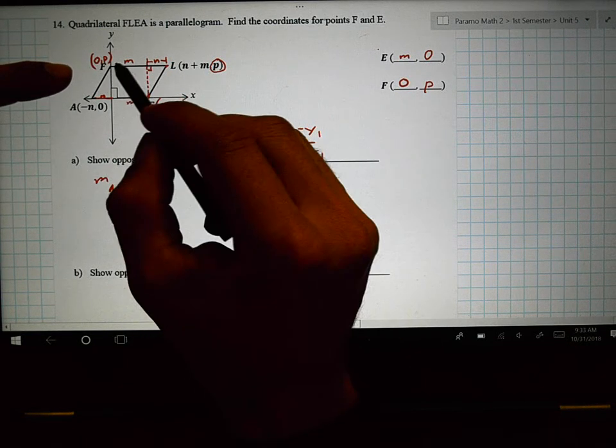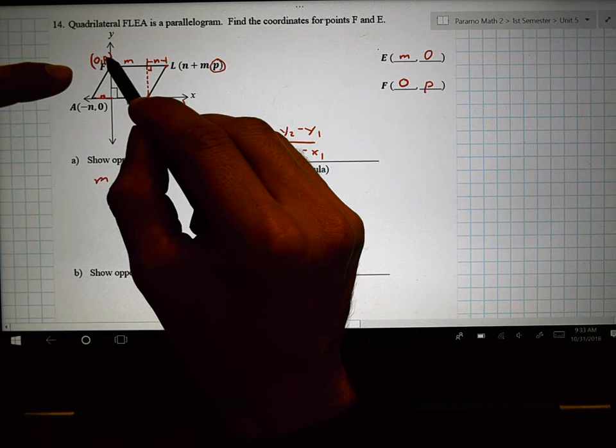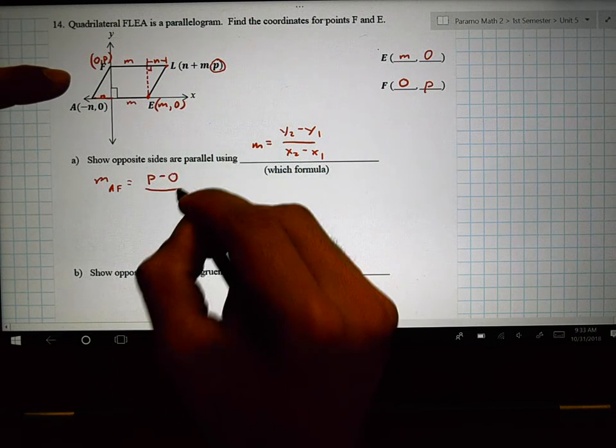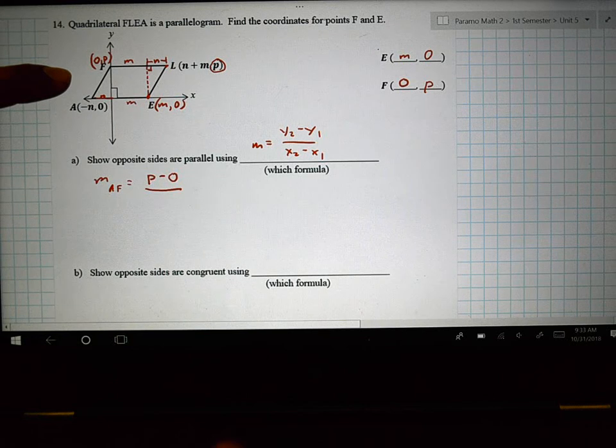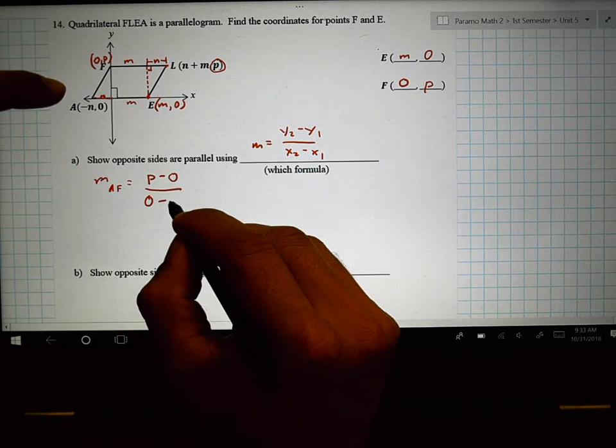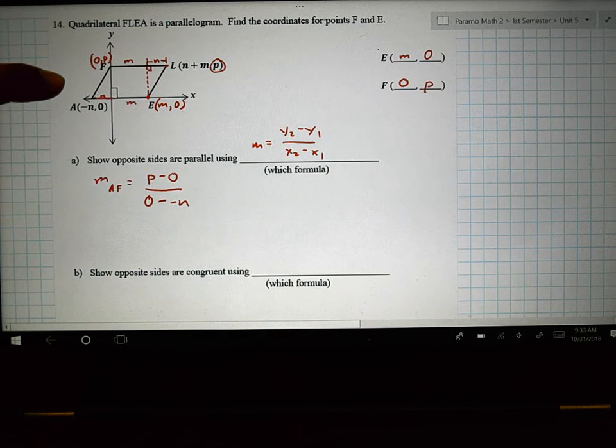It's okay. y2 minus y1 is p minus 0 over x2, 0 minus the negative n over x1. We're doing this in terms of variables. That way it works for everything. This is called a coordinate proof.